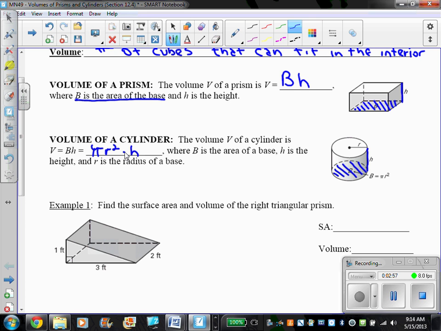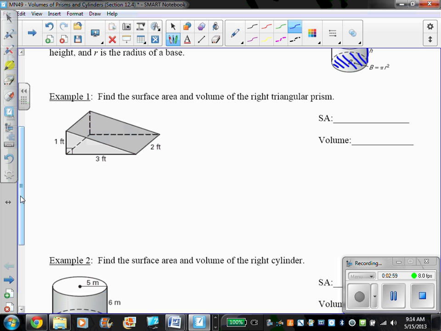So down here, let's get right into the examples. Example 1, it says, find the surface area and volume of the right triangle prism. Well, surface area is a review that you're going to be in charge of calculating and doing, and I will check that for correctness tomorrow in class. So that you're going to be doing on your own, but I am going to be showing you how to find volume. So the volume, again, is area of the base times the height of the shape.